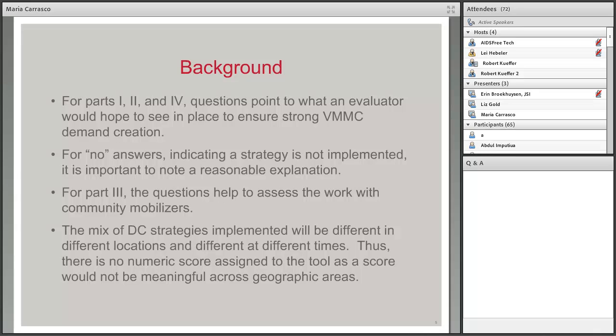For part 3, the questions help to assess the work with community mobilizers. And the mix of demand creation strategies implemented will be different in different countries and in different locations and at different times. Because of this, we were not able to come up with a numeric score. We thought about that quite a bit actually, but then we realized it doesn't make sense to have a numeric score because of this variation and, if you will, heterogeneity among the different countries, and again, even within a country. So the tool, in this sense, is really more of a tool to promote conversation and to look in depth into what's happening in your demand creation efforts.